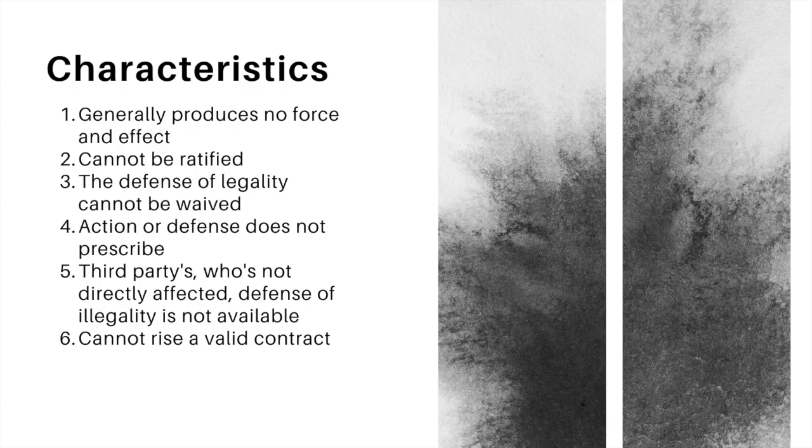They are as follows. First, generally produces no force and effect. Second, cannot be ratified. Third, defense of illegality cannot be waived. Fourth, action or defense does not prescribe. Fifth, for third parties who are not directly affected, the defense of illegality is not available. Sixth, cannot give rise to a valid contract.